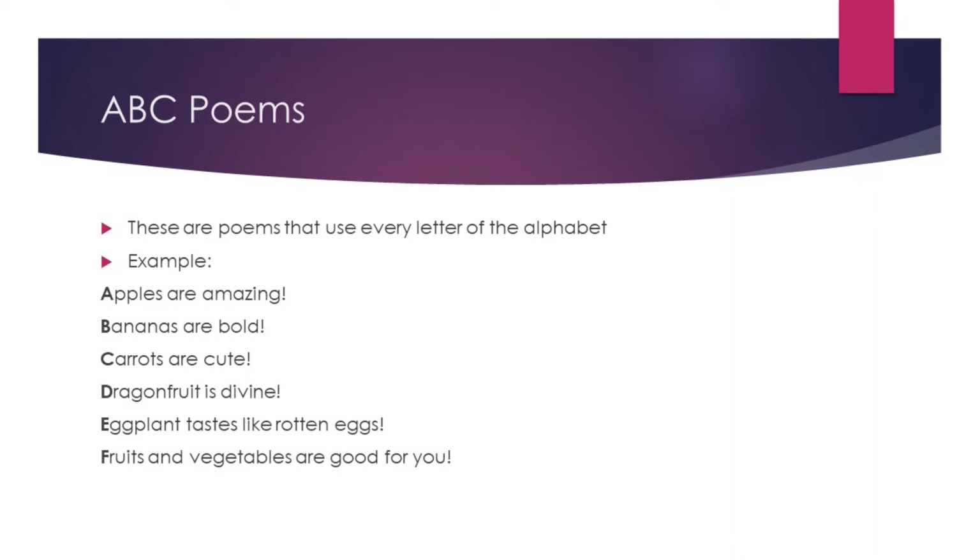The next type of poem we're going to talk about is the ABC poem. These are really fun because you use every letter of the alphabet. Here's an example. Okay, as you can see, I have my A, B, C, D, E, F written out on the side. Apples are amazing. Bananas are bold. Carrots are cute. Dragon fruit is divine. Eggplant tastes like rotten eggs. Fruits and vegetables are good for you.